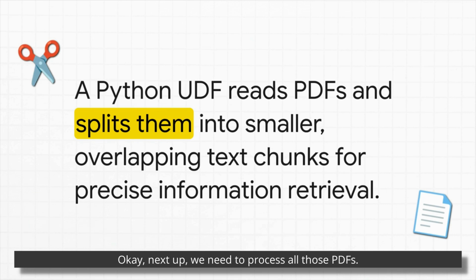Okay, next up, we need to process all those PDFs. What's so cool here is we can use a Python user-defined function, a UDF, to do it right inside Snowflake. This little bit of code will grab a PDF, read all the text, and then break it down into smaller, more manageable chunks. Chunking is super important because it helps the AI find very specific answers later on.